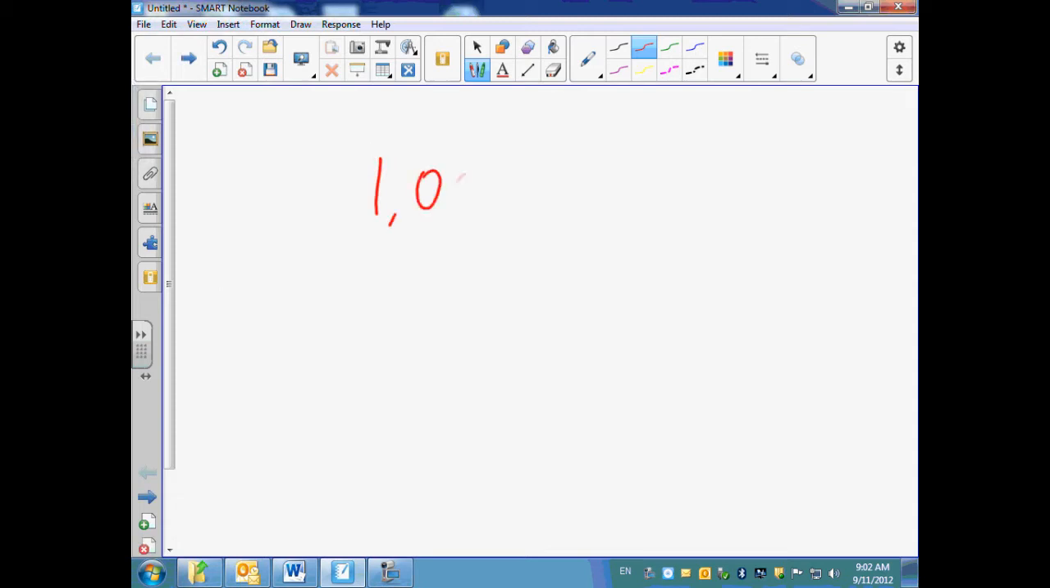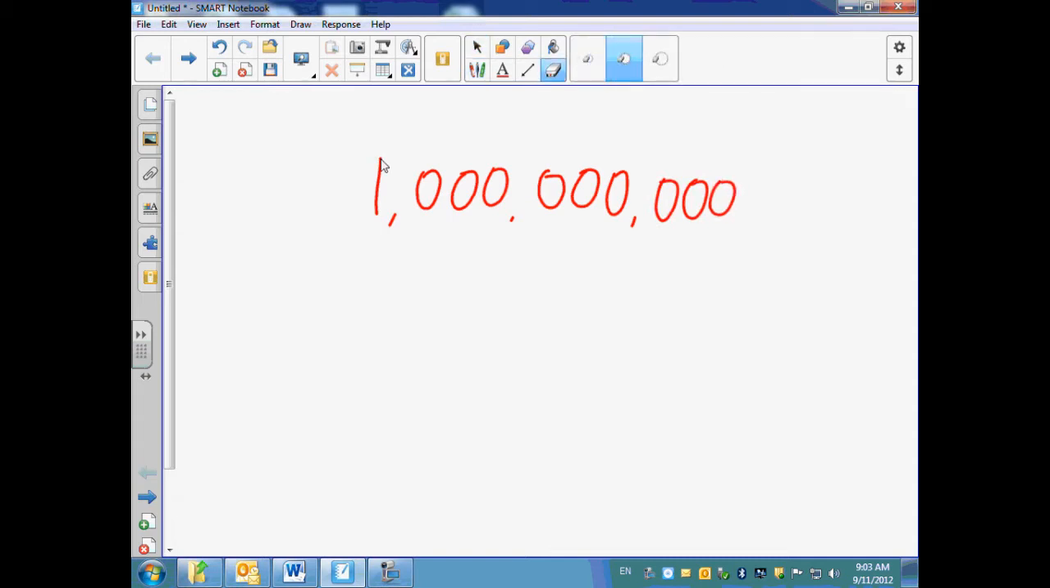You might know the word giga from computers, right? You just keep adding zeros. Here's a kiloton, here's a megaton, and here's a gigaton. Wow, that's a lot. And we put 10 of those into the air every year. 10.